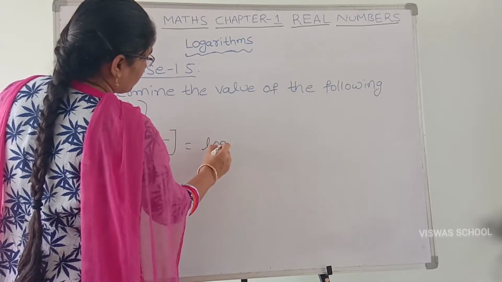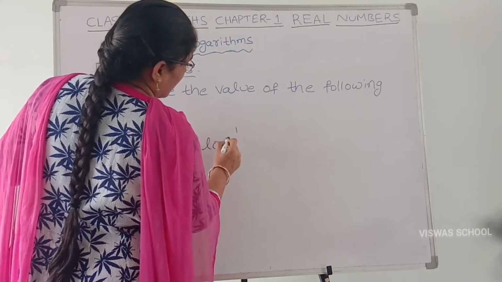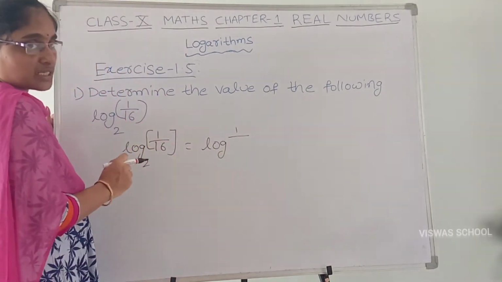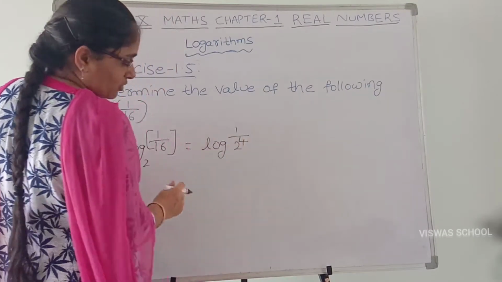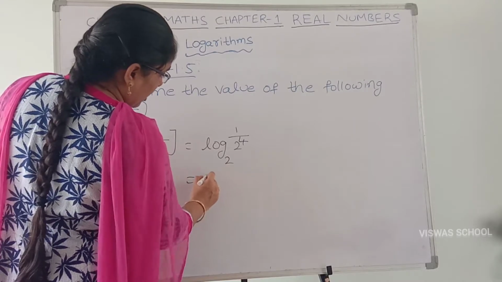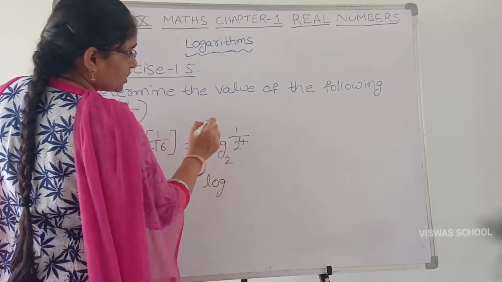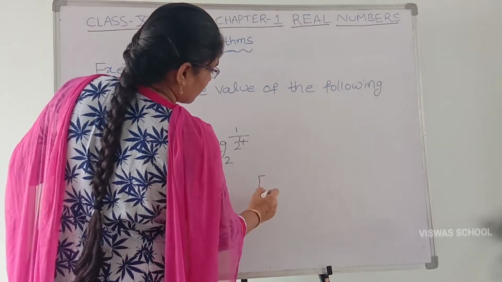Log 1 by 16. That is, 1 by 16 is written in powers of 2 as 2 to the power of 4. Here the base is 2. Now it is equals to log 1 by 2 to the power of 4. Which law do we have to use here?